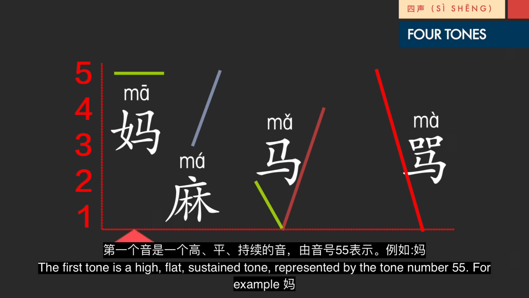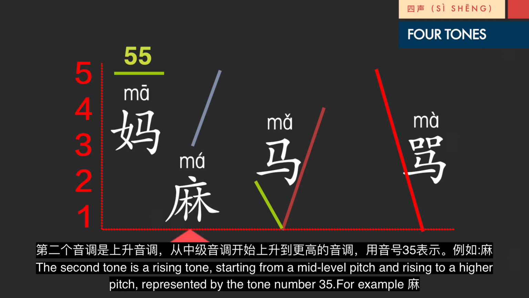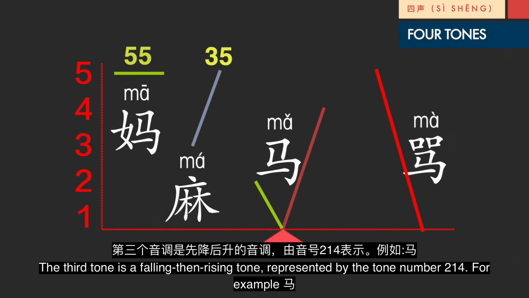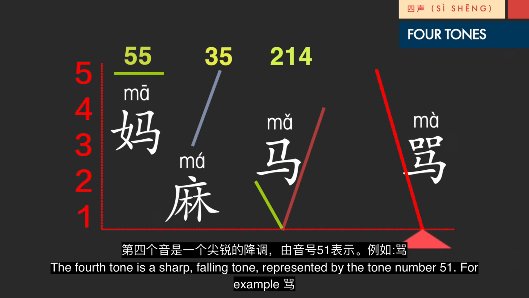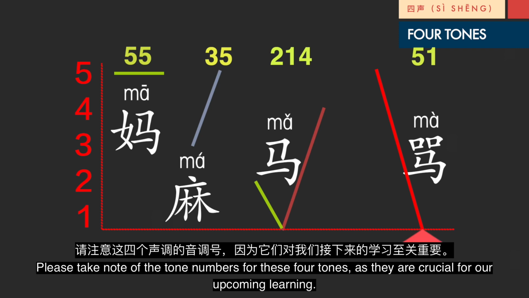The first tone is a high flat sustained tone, represented by the tone number 5-5. For example, ma. The second tone is a rising tone, starting from a mid-level pitch and rising to a higher pitch, represented by the tone number 3-5. For example, ma. The third tone is a falling, then rising tone, represented by the tone number 2-1-4. For example, ma. The fourth tone is a sharp, falling tone, represented by the tone number 5-1. For example, ma. Please take note of the tone numbers for these four tones, as they are crucial for our upcoming learning.